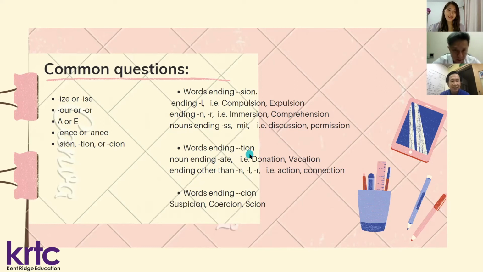Okay, then of course there's the words ending with TION. This happens when you have a noun that ends with ATE. For example, donate, vacate. Okay, when you turn it into the TION form, you would use TION, donation, vacation. If it ends with NLR, then it will be action, connection, right? Then last but not least, CION, there are only 3 known nouns that end with this. So suspicion, coercion, scion, which is basically a twin.